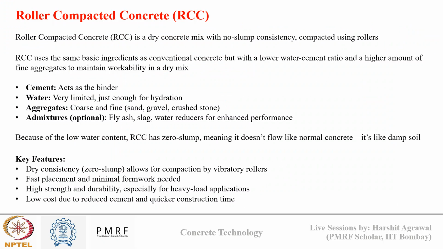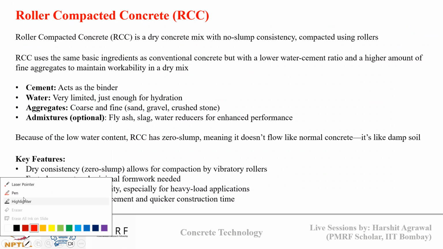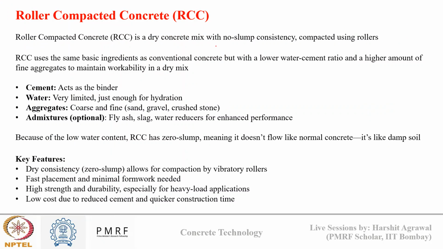So after fiber reinforced concrete, we have roller compacted concrete. Roller compacted concrete is generally the opposite of self-compacting concrete. This concrete is a very dry concrete mix which has zero slump, and it is compacted using rollers. In self-compacting concrete, we saw the compaction happens naturally. We don't need to apply any compaction force. However, in roller compacted concrete, the concrete is very dry. It has no slump, and we compact such concrete using rollers.